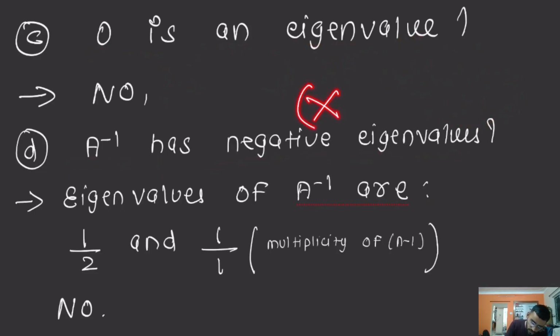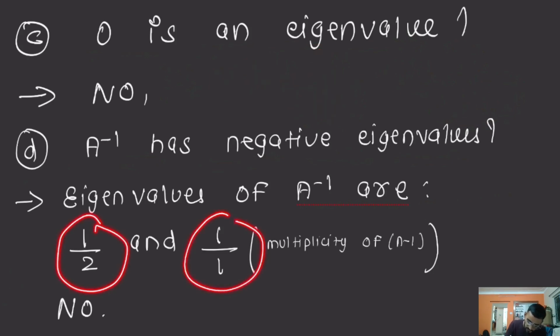This is also wrong, because we know that the eigenvalues of A inverse are 1 over the eigenvalues of A, which is nothing but 1 by 2 and 1 by 1 with a multiplicity of n minus 1, and hence this is also wrong.